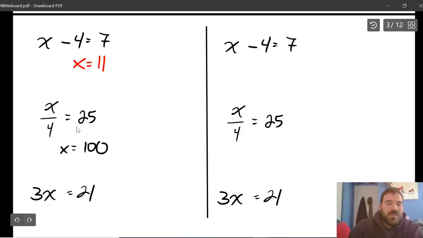And then down here I have 3 times x. Recall that whenever I have a constant or a coefficient and a variable together, a number and a variable, that really means multiplication. We sometimes use a dot to represent multiplication. We don't use the typical multiplication symbol because it gets confused with the variable x. So I have 3 times x is equal to 21. Well, what times 3 is equal to 21? I know that, it's 7.